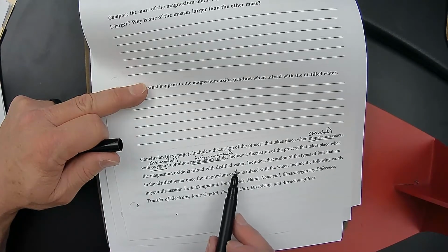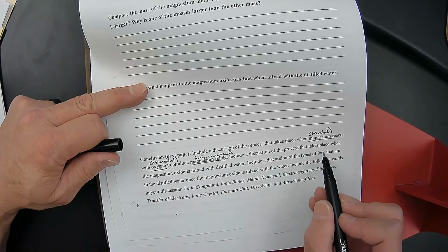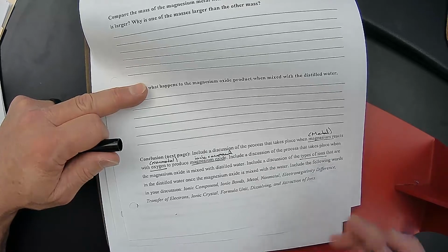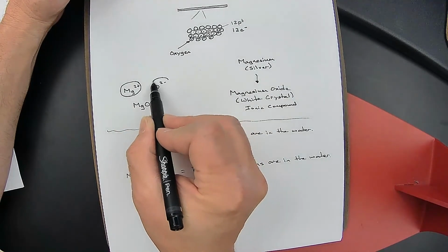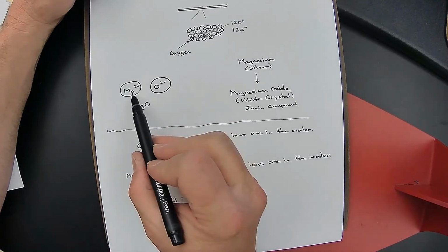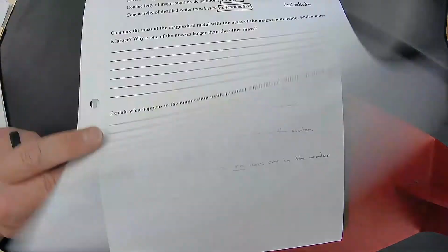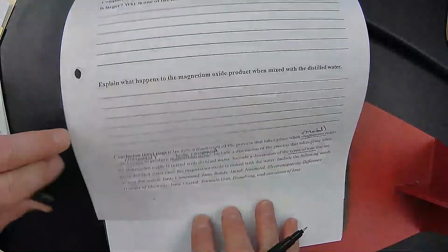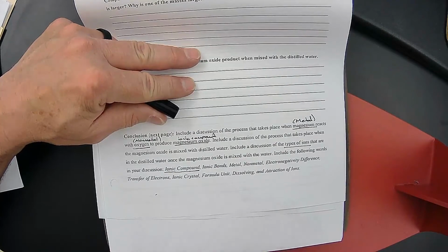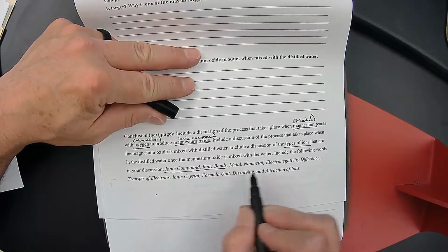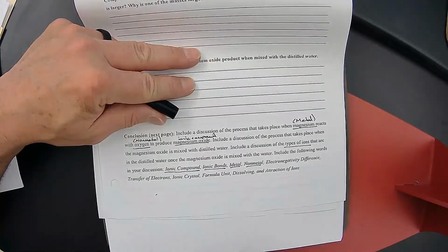We know that it dissolves. The ions are separated from one another. Include the types of ions that exist. Well, when this gets separated, it gets separated into its magnesium ion and its oxide ion. So in that water, you'll have millions and billions of those individual ions floating around. And then make sure that we include these words in our description: ionic compound, ionic bonds, metals and nonmetals.